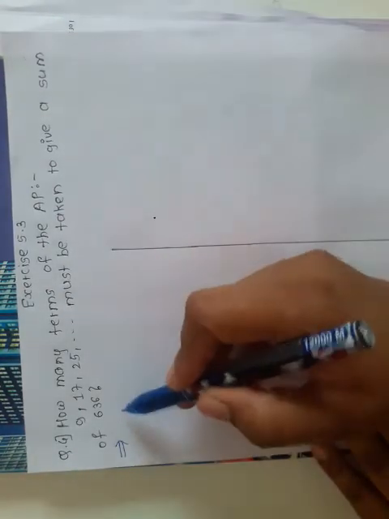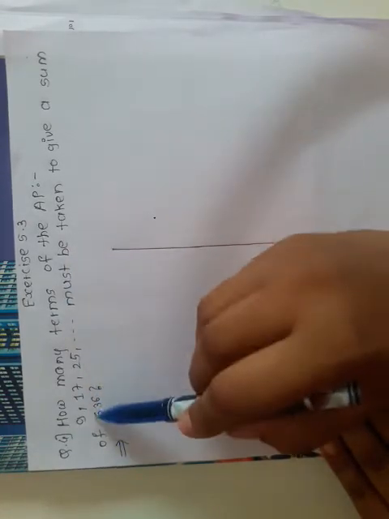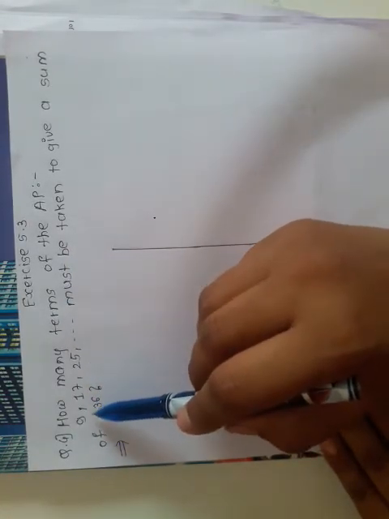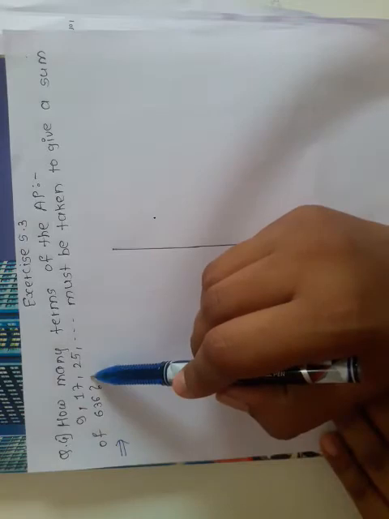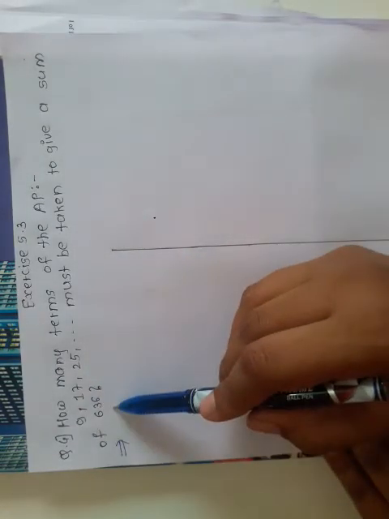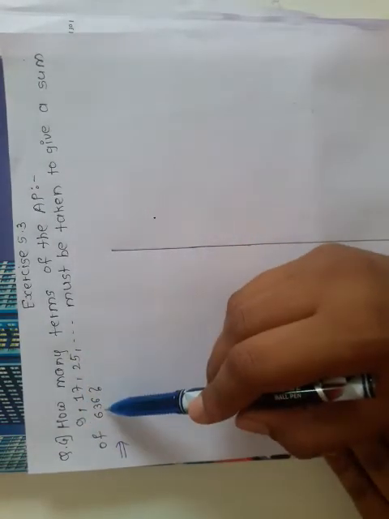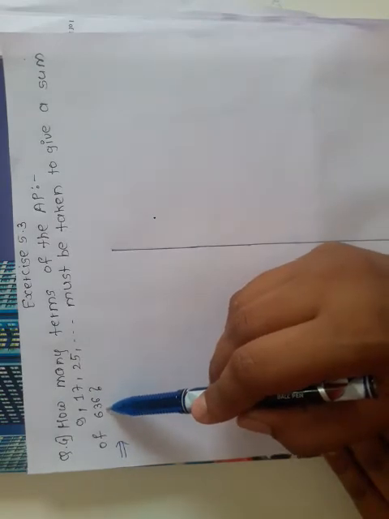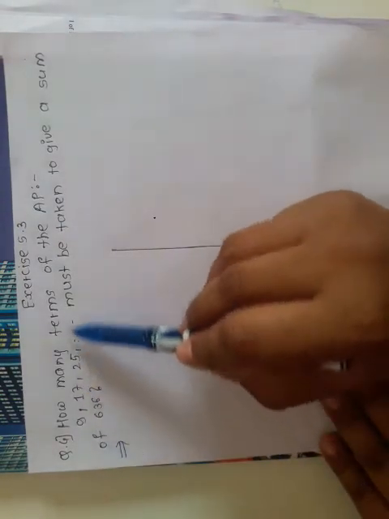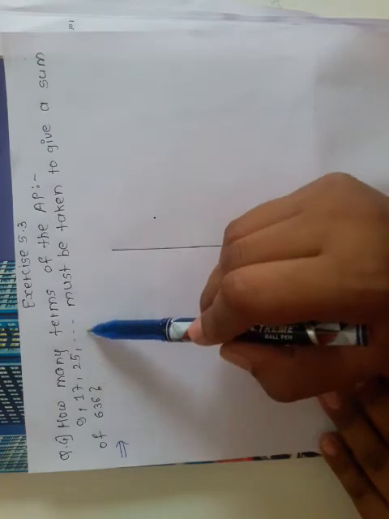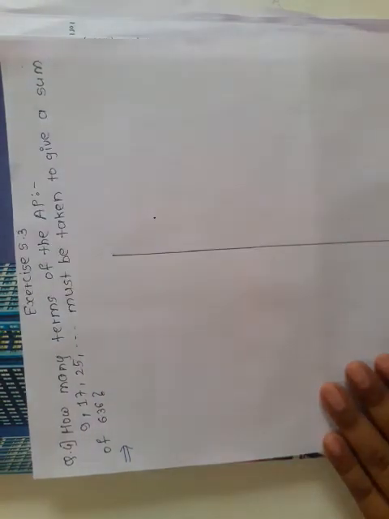So an AP is given to us: 9, 17, 25, and so on, and we must take terms to give a sum of 636. By using this AP we can easily find out the first term and also the common difference D. The sum of this AP is also given to us, 636, but we don't know how many terms are included in this AP, which means we have to find out the number of terms.